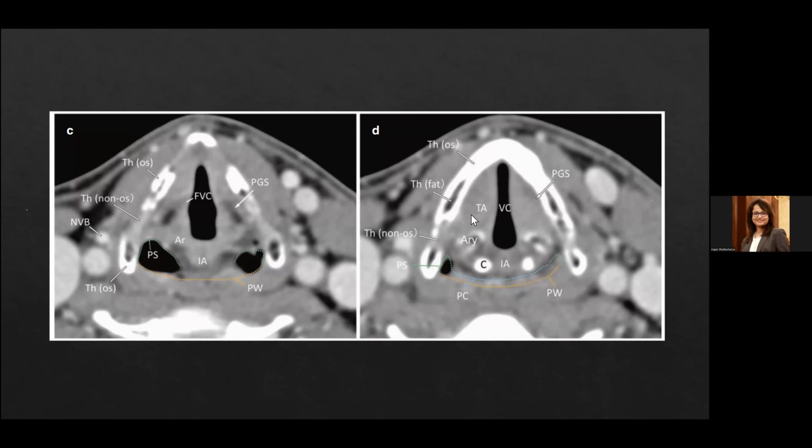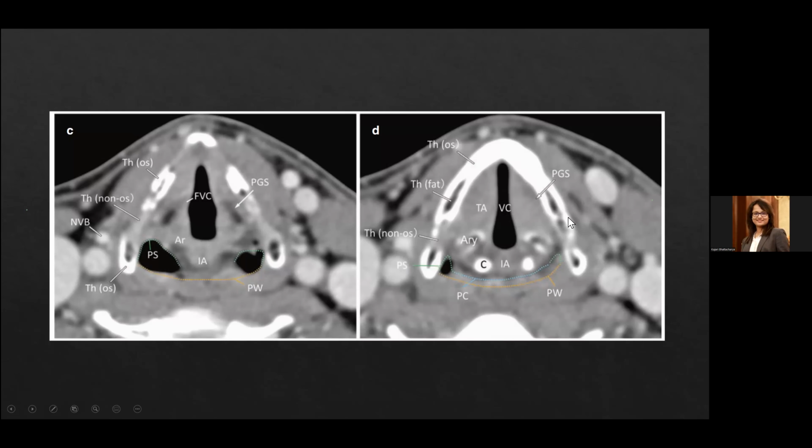Now, it is extremely important because once this paraglottic space is infiltrated, this means that the thyroarytenoid muscle is also infiltrated, and mostly in a glottic carcinoma, if the paraglottic space is involved, the larynx becomes fixed. Again, in this case, we are able to see how the thyroid cartilage is ossifying, and this part is the non-ossified part of the cartilage.